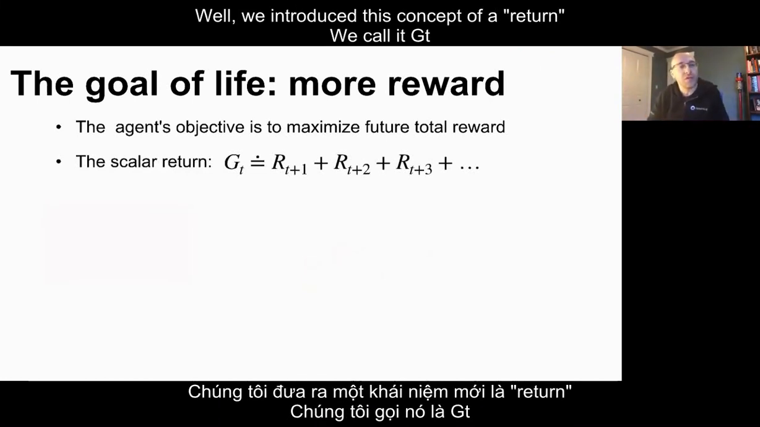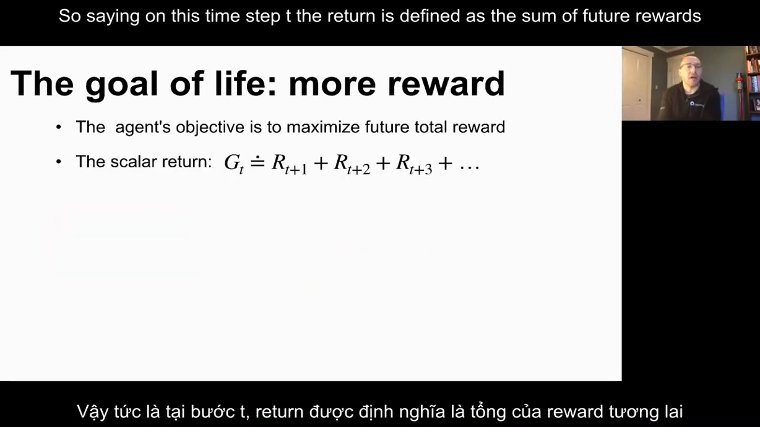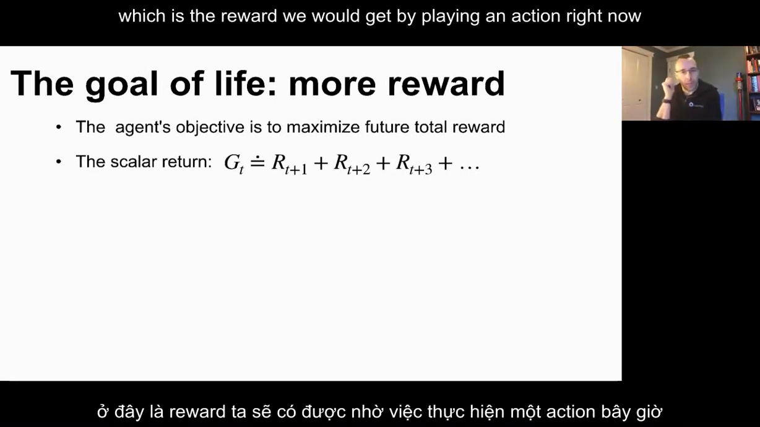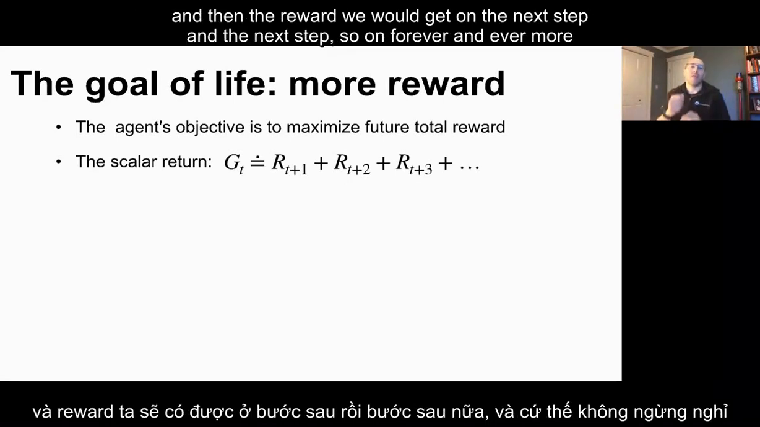Well, we introduce this concept of a return. We call it G_t. So it's saying on this time step t, the return is defined as the sum of future rewards. So the reward we would get by playing an action right now, and then the reward we would get on the next step, and the next step, and the next step, and so on, forever and ever and ever.